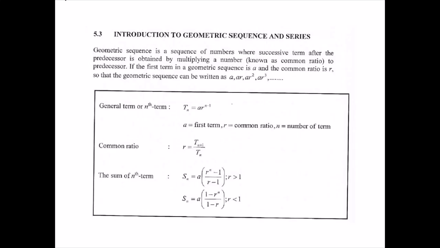Okay, again, in geometric sequence, we have the common ratio. To find R, it equals a term divided by the previous term. The formula to find a term is Tn equals A multiplied by R power n minus 1. And for the sum of the nth term, there are two formulas. When R is more than 1, Sn equals A multiplied by R power n minus 1 over R minus 1. And when R is less than 1, Sn equals A multiplied by 1 minus R power n over 1 minus R.